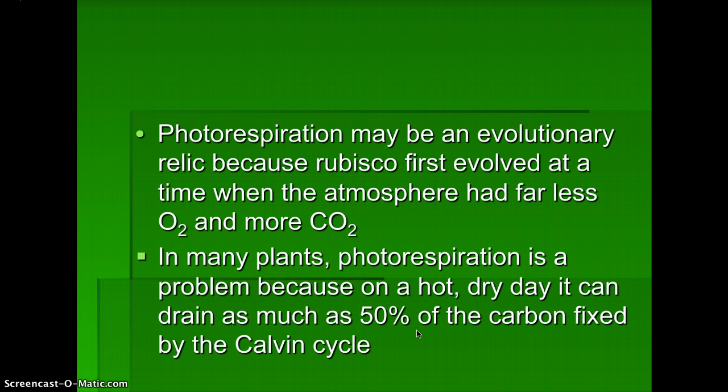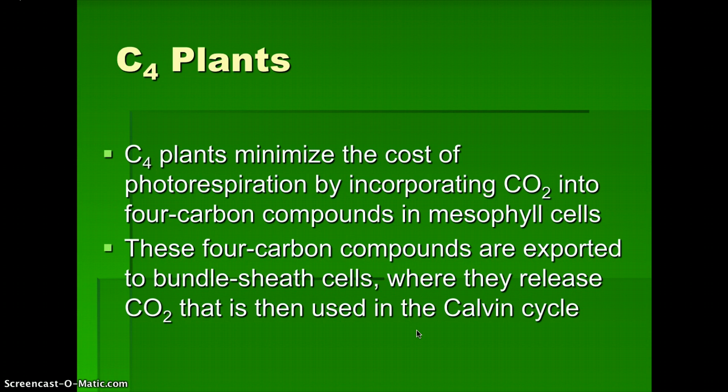So here we could see Rubisco carboxylase or oxygenase. So that's the name of the enzyme here. We could see that Rubisco oxygenase came later because at first the initial atmospheric conditions were built up with carbon dioxide gas. And if you think of all the volcanic activity of our very young Earth, carbon dioxide gas is being spewed into the atmosphere. So Rubisco carboxylase would have been the enzyme used for fixation. In many plants, photorespiration is a problem because on a hot, dry day, it can drain as much as 50% of the carbon fixed by the Calvin cycle.